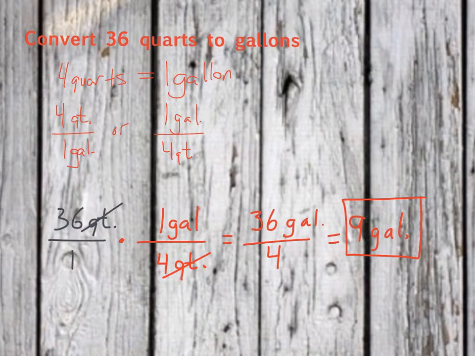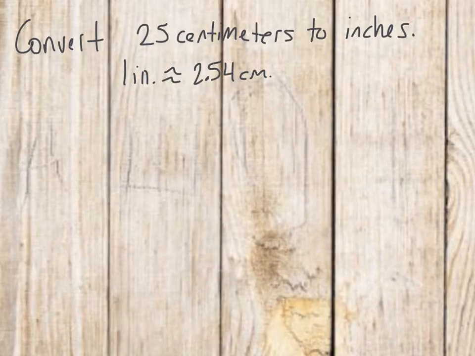How many gallons are in 36 quarts? There are 9 gallons. Alright, so you can either roll with me on this one or pause the video and try it on your own. Either way, we're going to convert 25 centimeters to inches. So what we need to do is, again, set up what we were given and over 1. So 25 centimeters over the number 1. Not 1 inch, not that, just 1, the number 1.